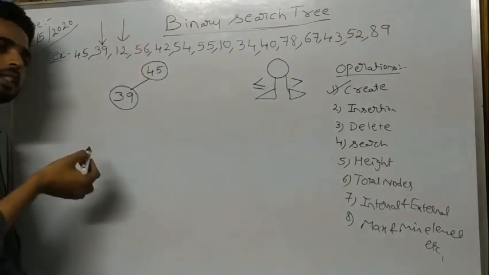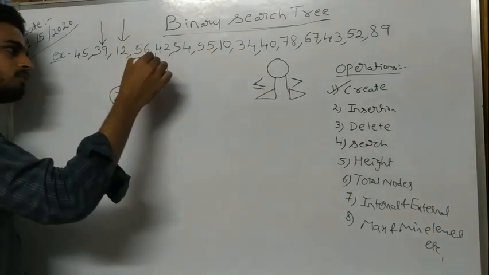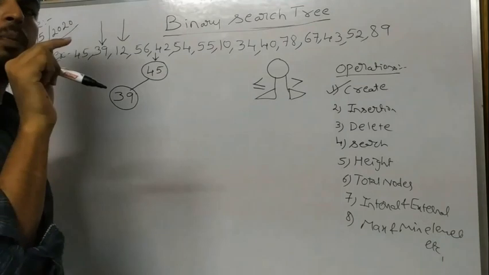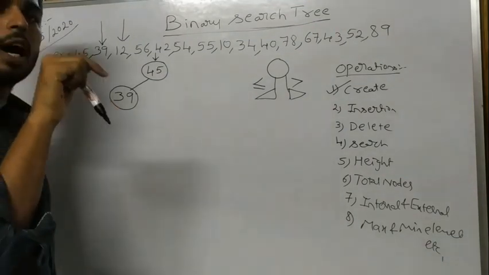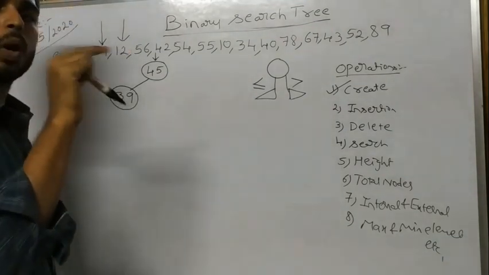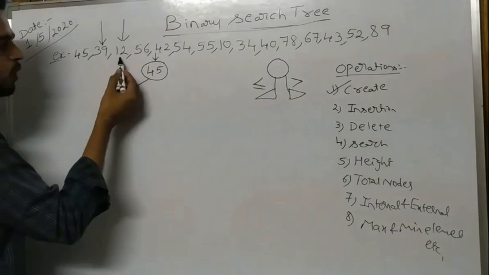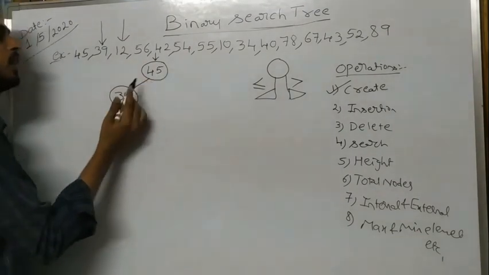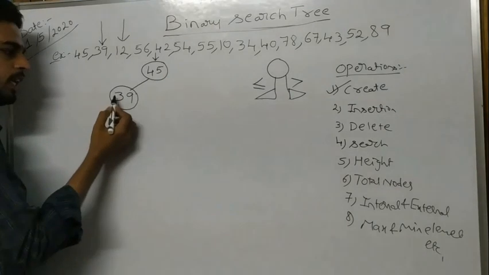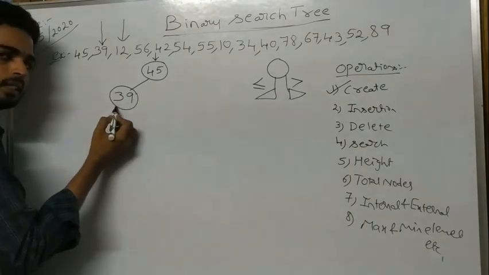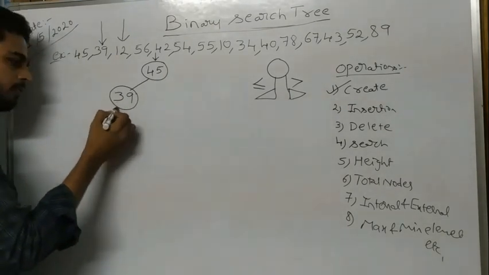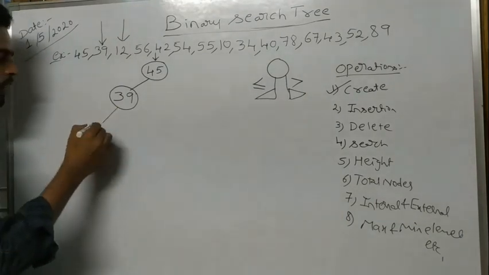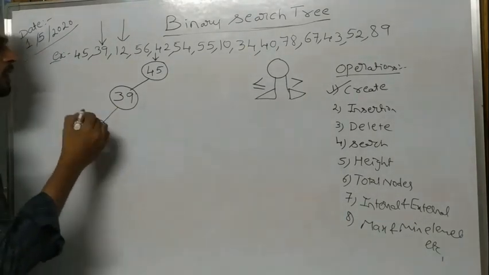Now once again I will start traversing from the root node, meaning that whenever I am going to insert a node in a particular binary search tree, I will always start scanning from the root node. I will take the node 12 and compare it with 45. Is 12 less than 45? Yes. Then I will go for the corresponding next node. Is 12 less than 39? Yes. Then I will go for the left side. Is there any left side node? There is no left side node. Then I will go for creating that node 12 on the left side.